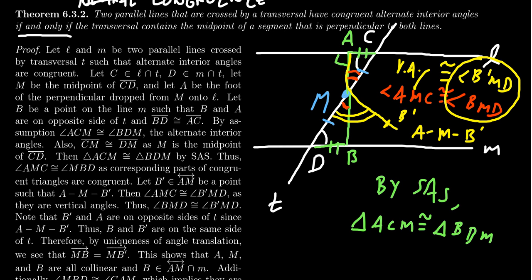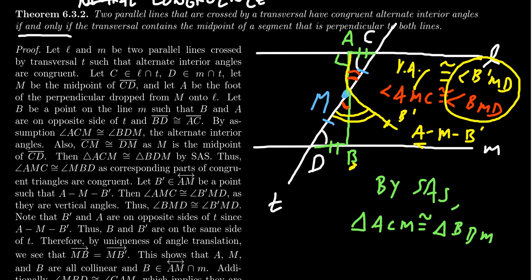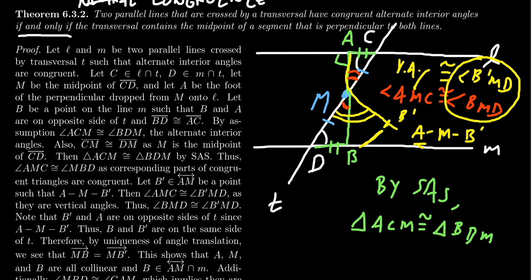And as they live on the same side of the line, right, notice that M sits between A and B prime right here, and M lives on T. So we see that A and B prime are on opposite sides of the line. So why are A and B on opposite sides? Well, that's how we chose the point B, right? B and A are on opposite sides of T. So by plane separation, this gives that B and B prime are on the same side of the line T.